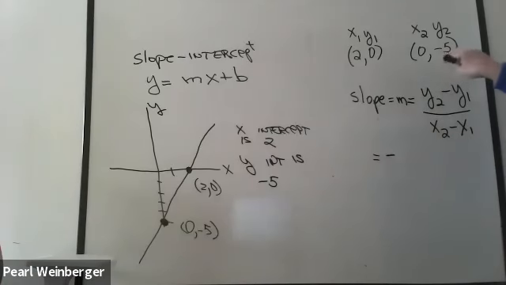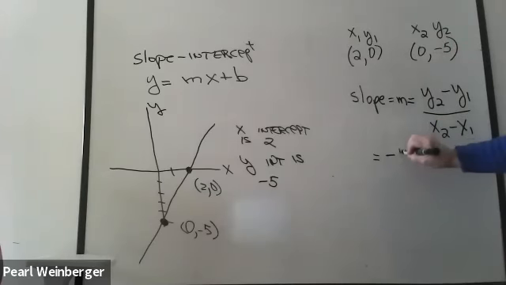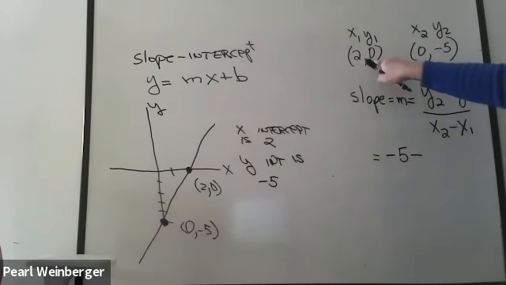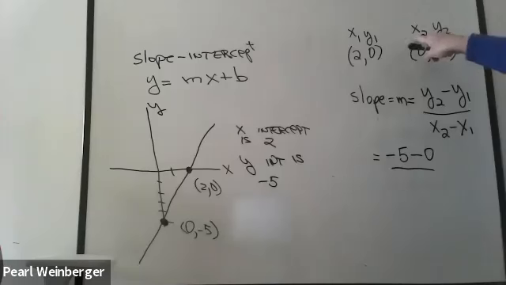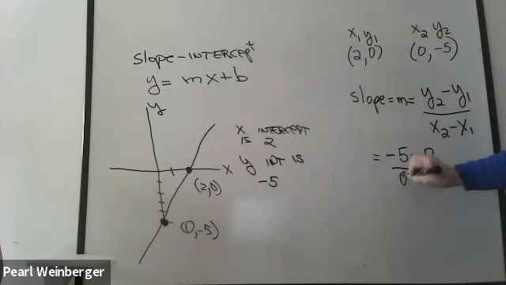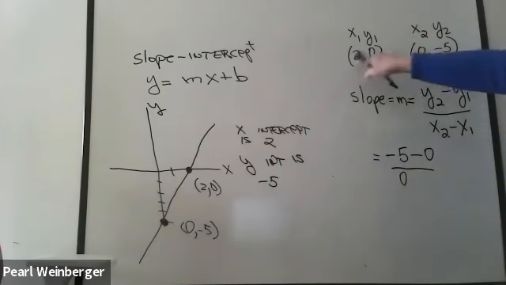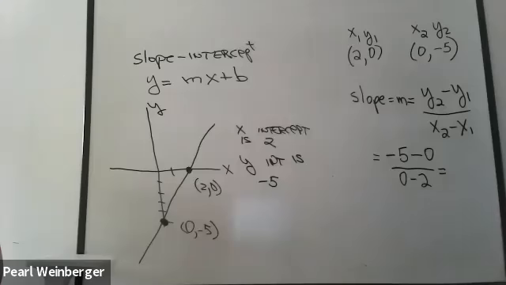Hold on. Let's see. -5 minus 0. It'll be 5 over -2. Well, you're ahead of me. Okay, let's do it slowly. The y2 is -5. The y1 is 0. The x2 is 0. The x1 is 2. So here's what now we have to simplify this.